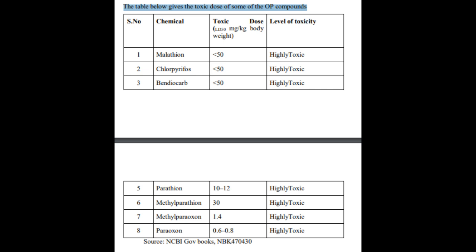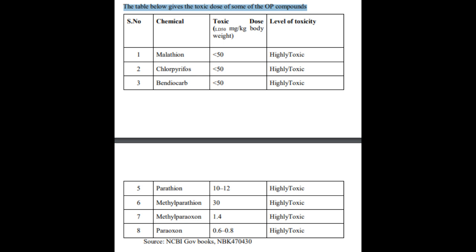Aldicarb. Aldicarb is another carbamate insecticide. It is highly toxic and has a rapid onset of action. Aldicarb also inhibits acetylcholinesterase, leading to the buildup of acetylcholine in the nervous system. It affects both central and peripheral nervous systems, causing symptoms such as excessive salivation, muscle tremors, convulsions, and respiratory paralysis.